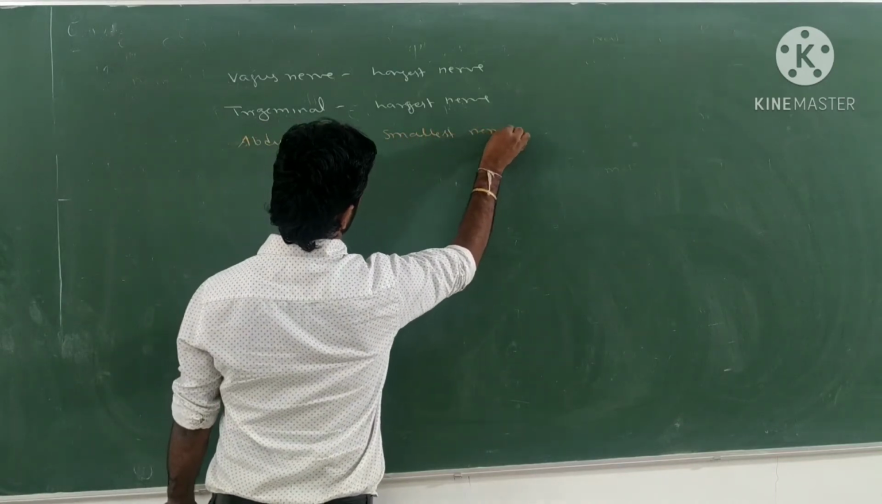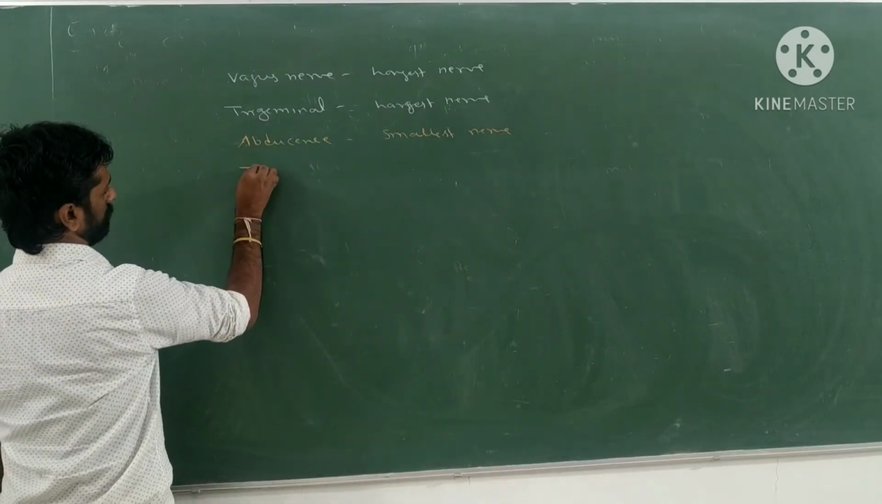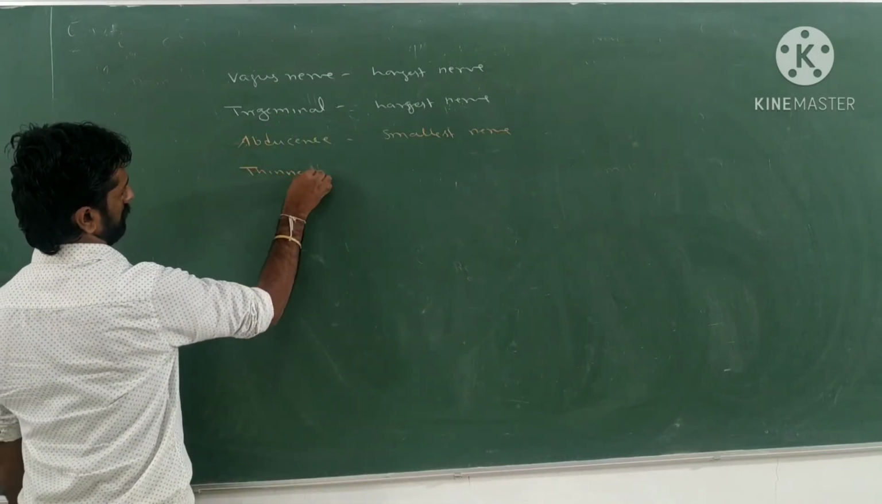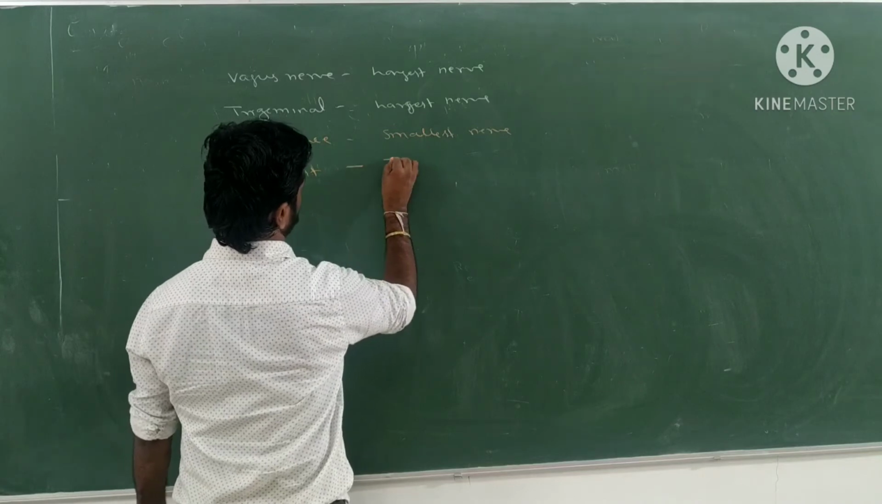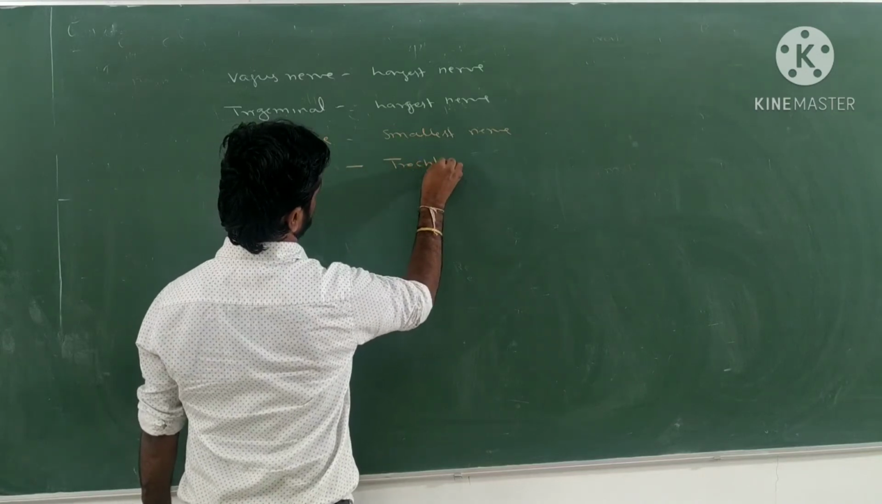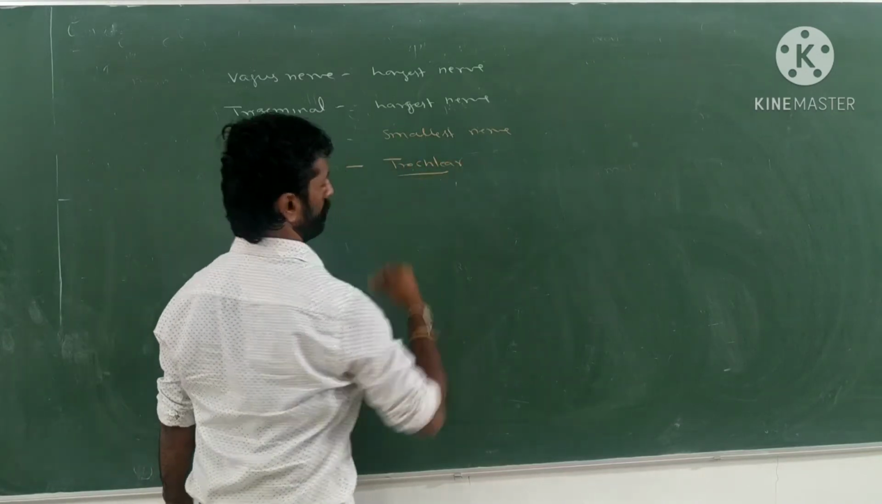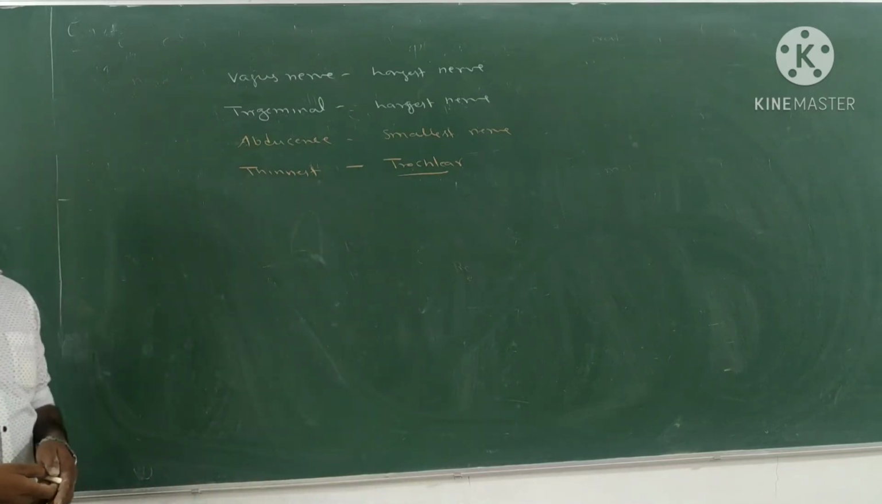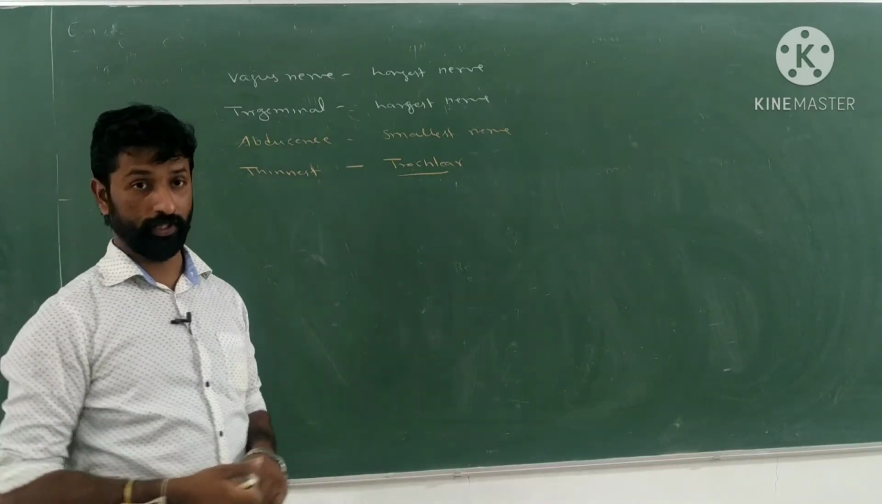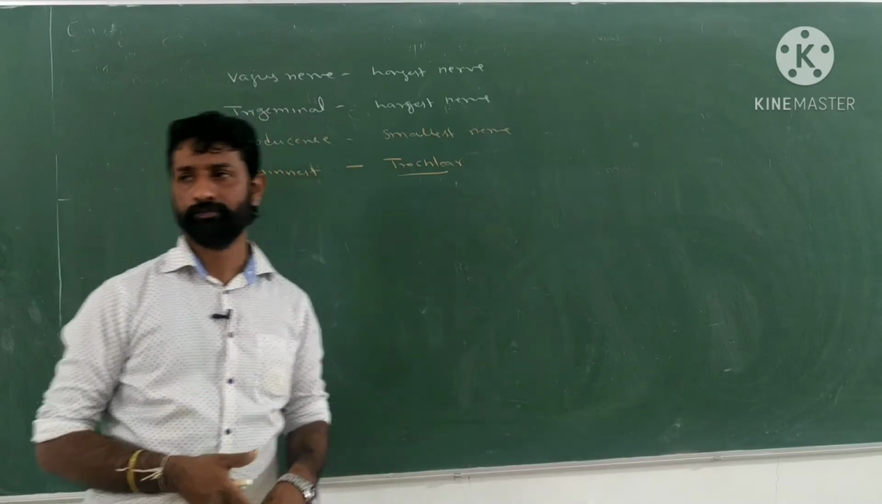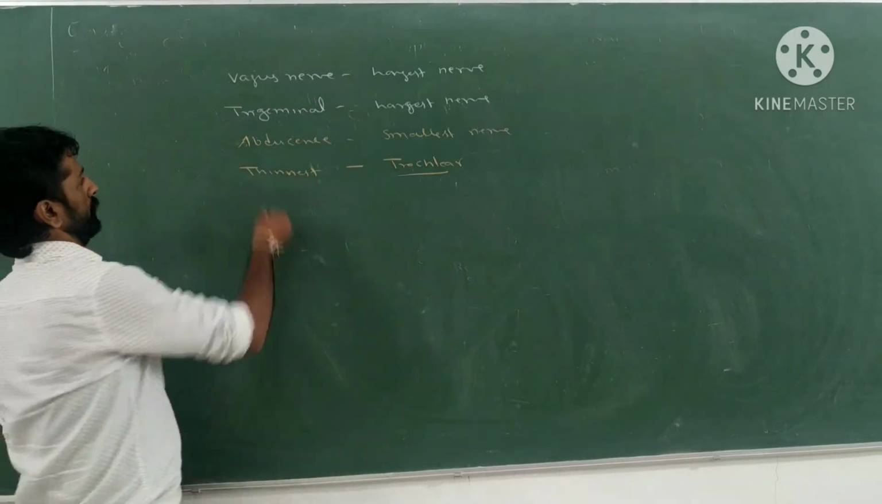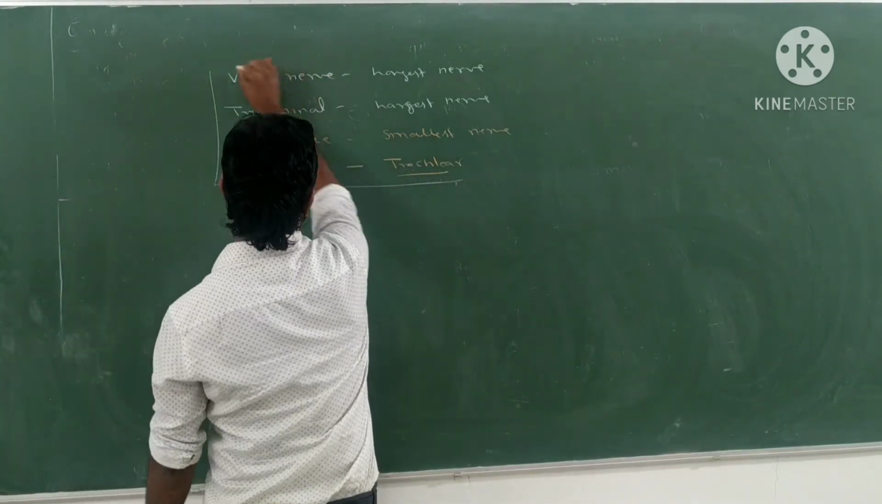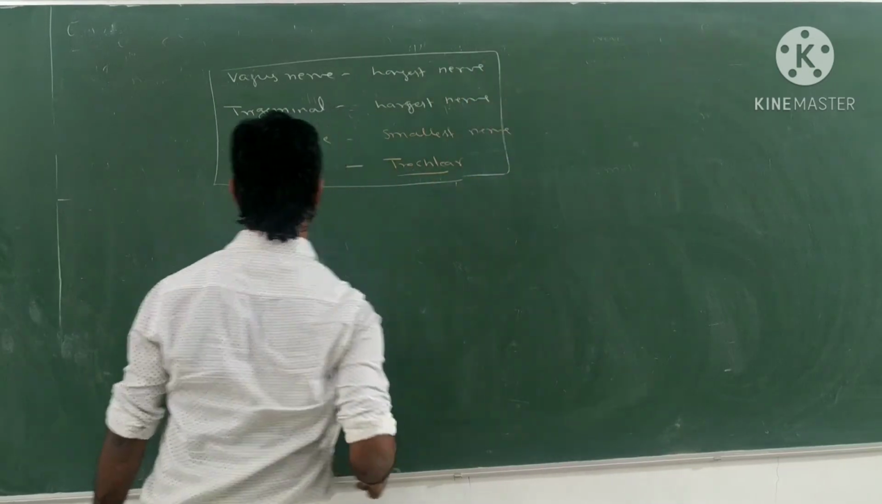and thinnest is trochlear. This trochlear is associated with which part of the body? Eye. Trochlear is associated with eye. So remember these also, important for the NEET examination.